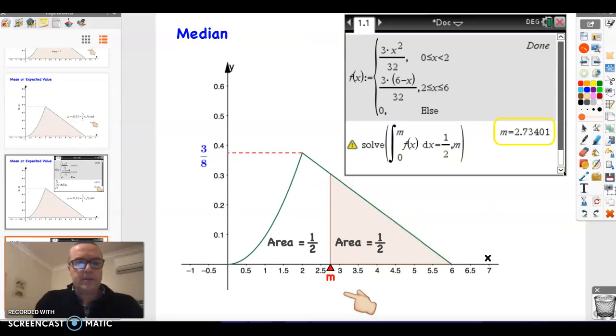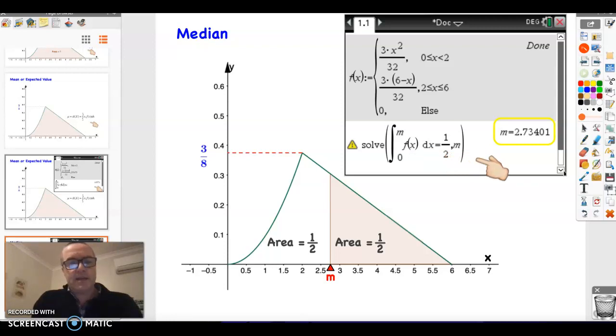Here we are finding the median. You can see in the diagram I've shaded half of that area and indicated that the point at which those two areas are separated is when x is equal to m, and that will be our median value. So I've set up the calculator to solve an equation for m. So we're solving for the variable m, where m is the upper boundary of the integral from 0 to m of the function, and that's exactly equal to a half.